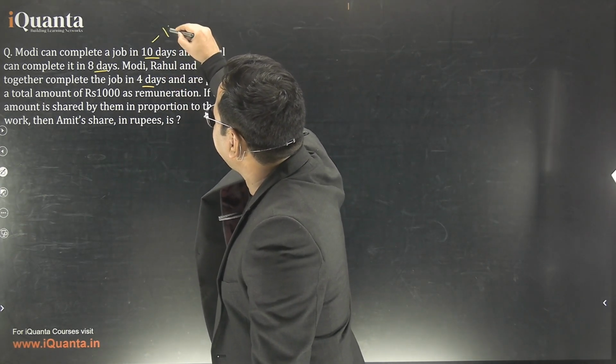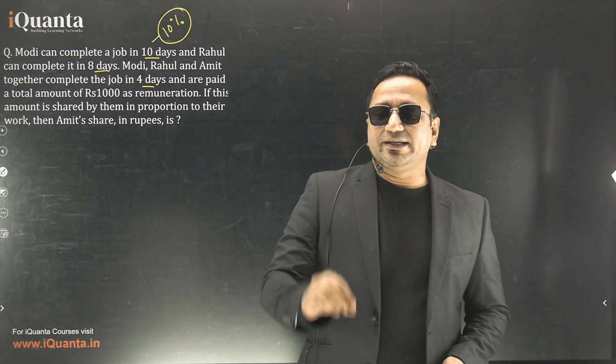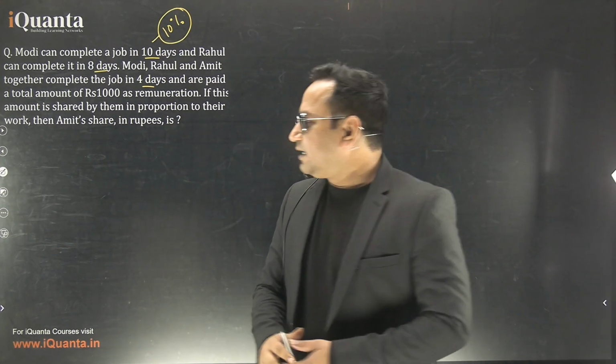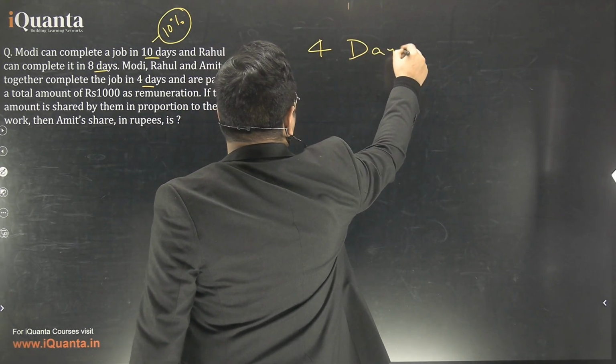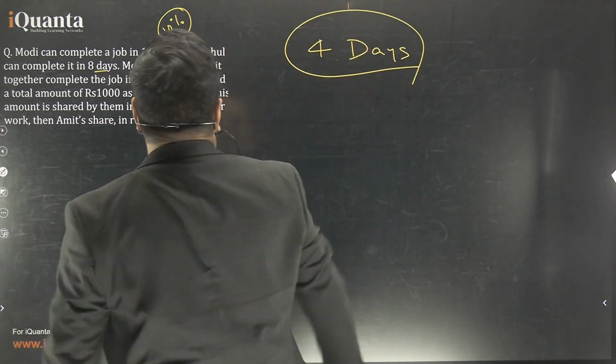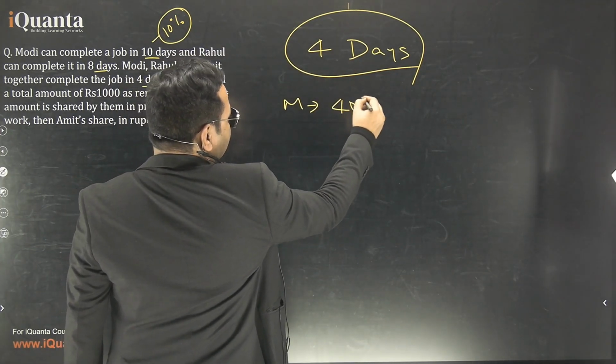Modi is doing 10% of work every day. Why can I say that? Because total work is 100%. And in 10 days, if he's able to finish the work, that means he is doing 10% of the work every day, isn't it? So what is happening in these 4 days? This is something which we can just calculate mentally. In 4 days, Modi must have done 4 multiplied by 10, 40% of work.